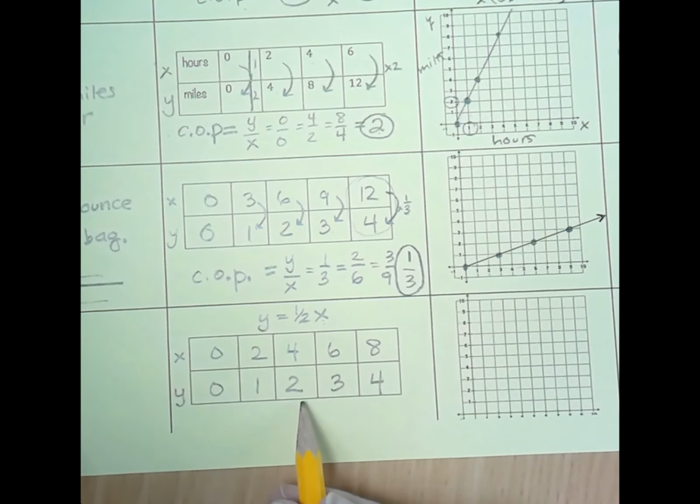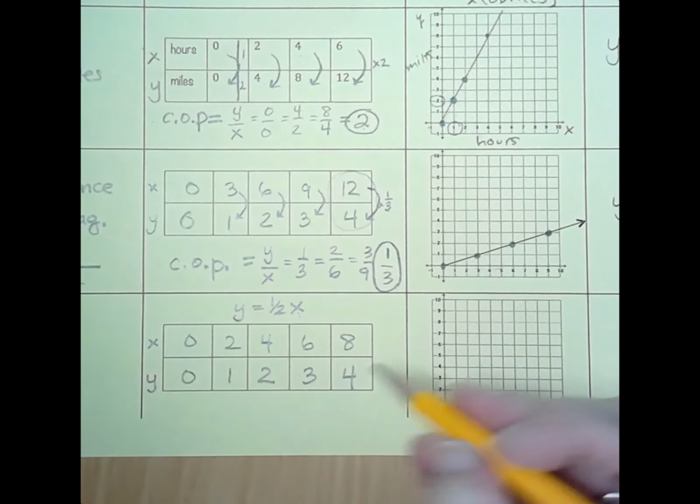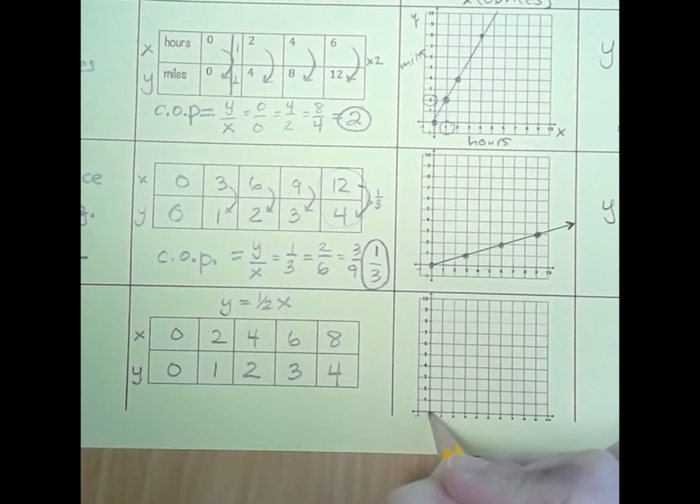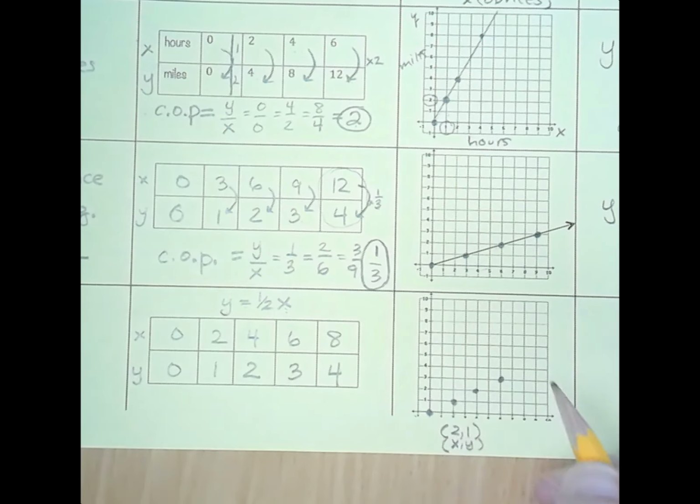So there's a table for a proportional relationship. If we graph those points, 0, 0, 2, 1, don't forget, when you graph a point, the x is always first and the y is always second. So this is your x-axis and your y-axis. 4, 2, 6, 3. I think we have enough to see the pattern.